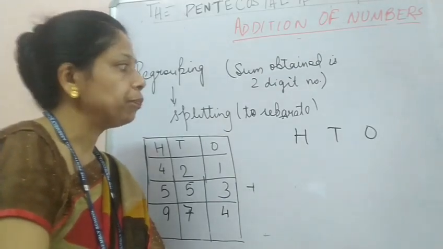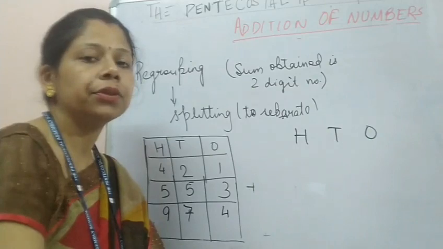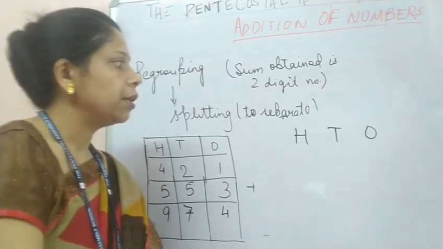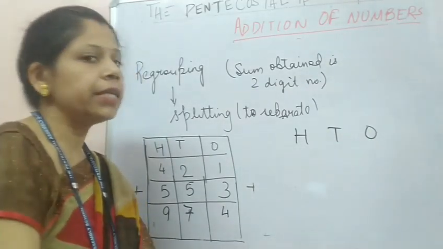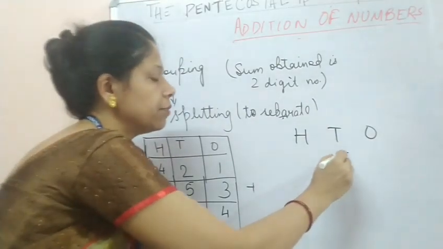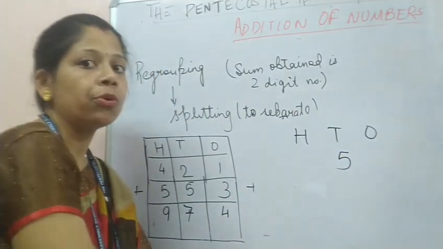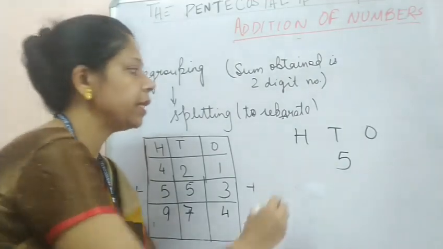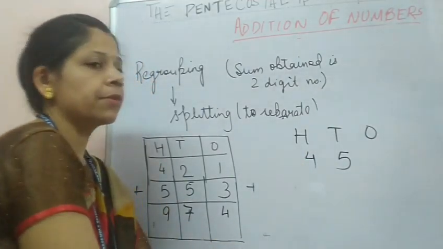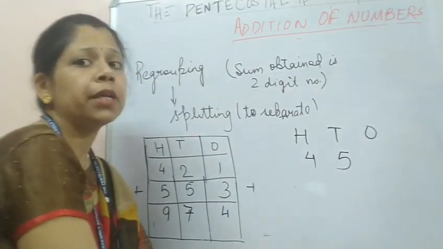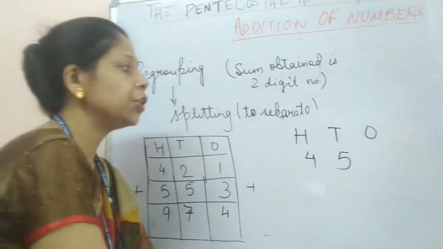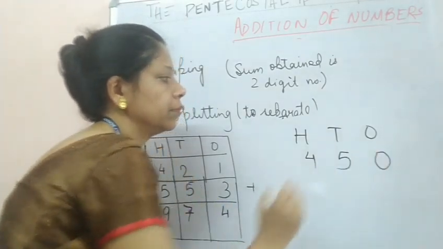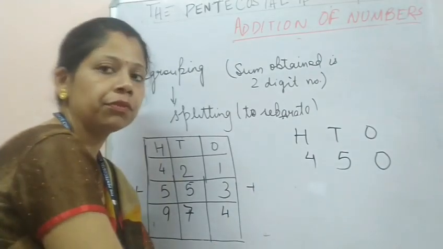Okay, so make a 3-digit number in which 5 is in the tens place, 4 is in the hundreds place, and the number in the ones place is 0 maybe. So the number is 450.